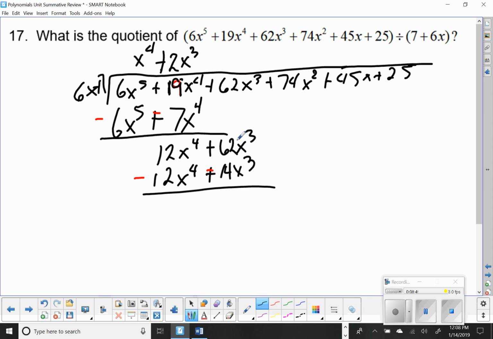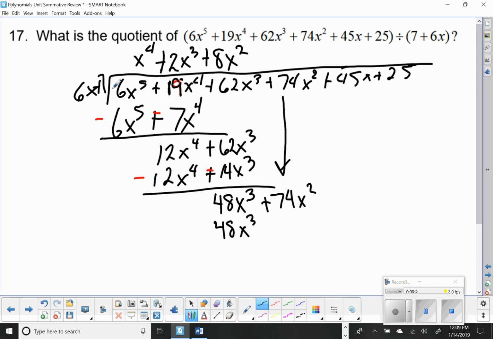That cancels. Now I have 62 minus 14, and I get 48. 6 will go into 48 8 times. 5 plus 8x squared. I have to bring down the 74x squared. 8 times 6 is 48x cubed. 8 times 7 is 56x squared. Doing the subtraction cancels.